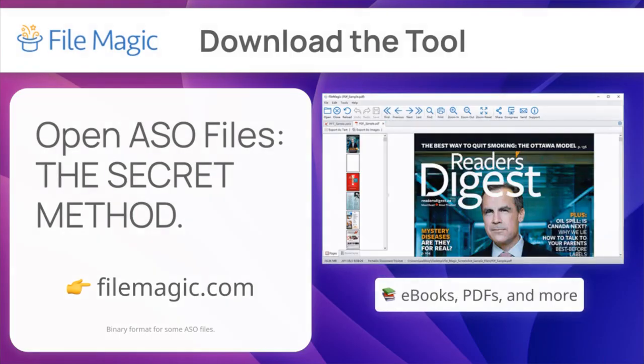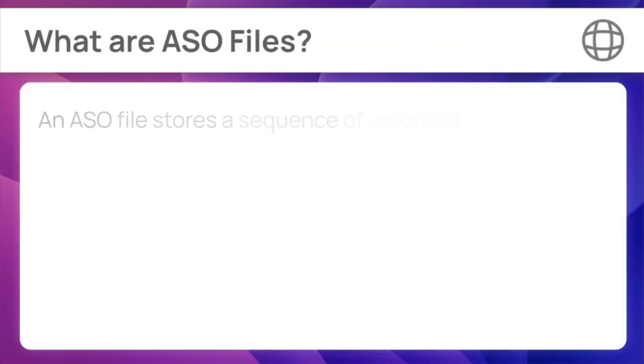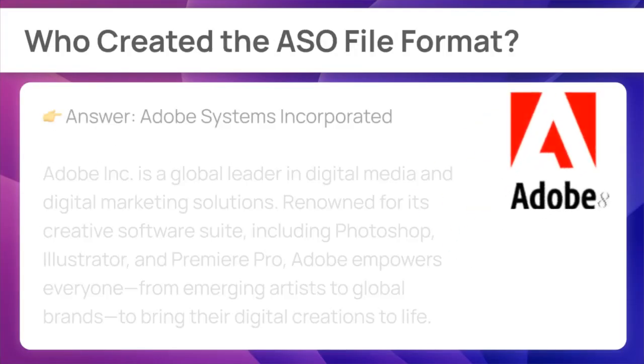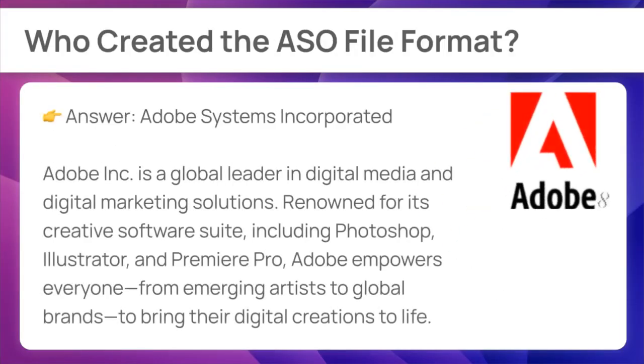More on this later. An ASO file stores a sequence of recorded commands and edits in Adobe Photoshop, known as an action set. Users create or download these files to automate repetitive tasks, apply complex effects with a single click, and streamline their workflow. The primary user intent is to install and use these pre-made actions.